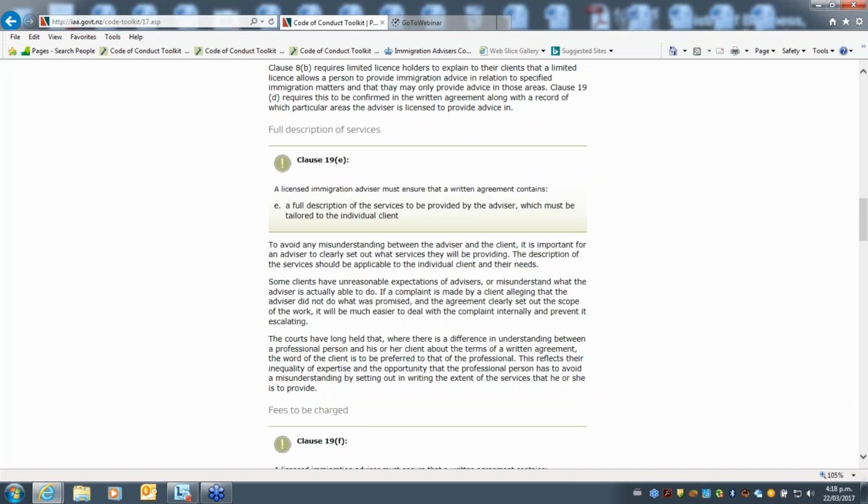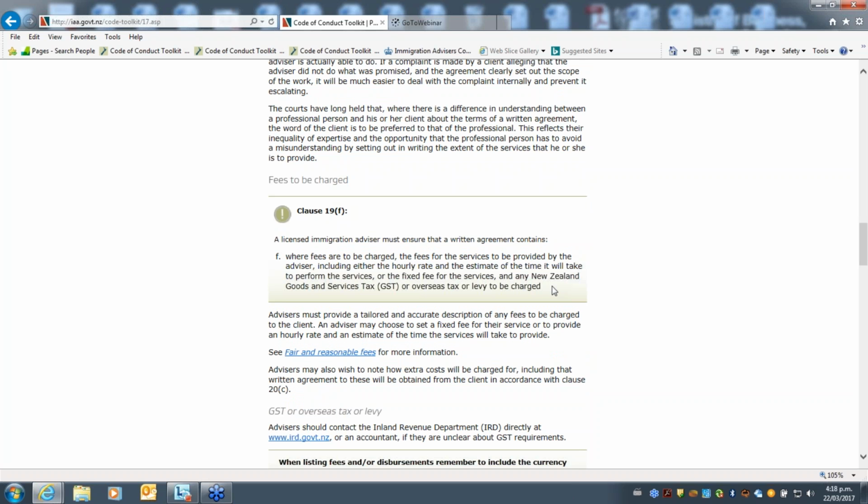You need to set out the fees that will be charged. We say here that it can be either the hourly rate and an estimate of the time it will take, or the fixed fee. So you're either doing an hourly rate and an estimate of the time, or a fixed fee for the services. You also need to note any New Zealand GST or overseas tax or levy that will be charged.